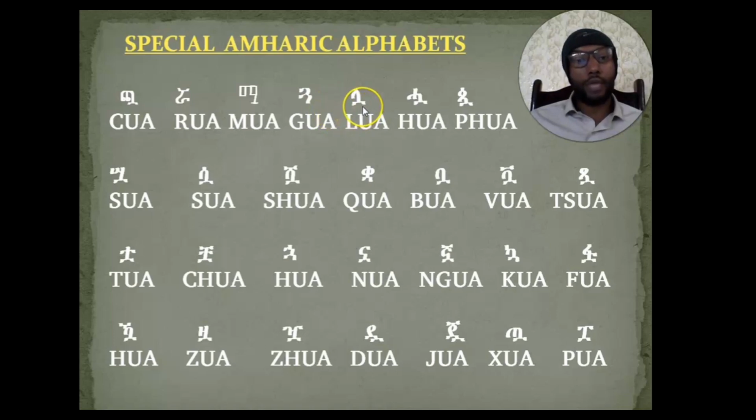Whereas this one is called Lua. We said that there is a basic alphabet called La, so Lua comes from the basic alphabet La. We said that La's subgroups were Lu, Li, La, Le, and Lo. So this one is called Lua, and it came from the basic alphabet La.